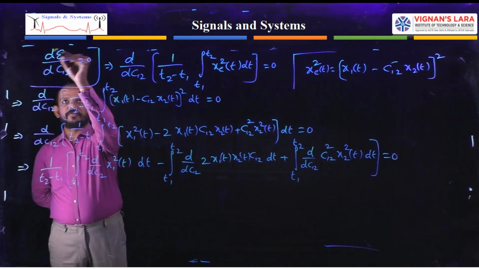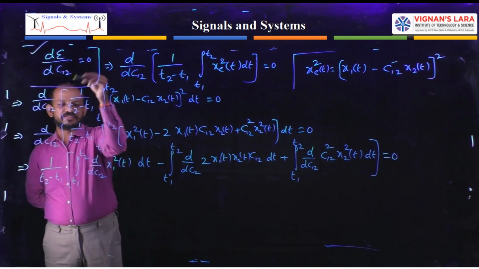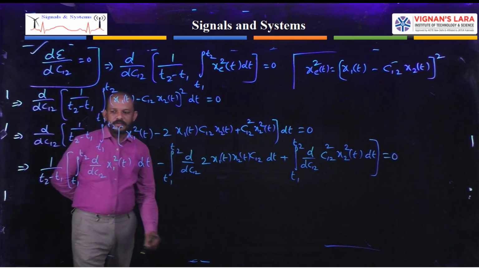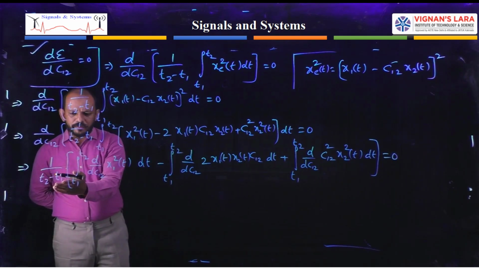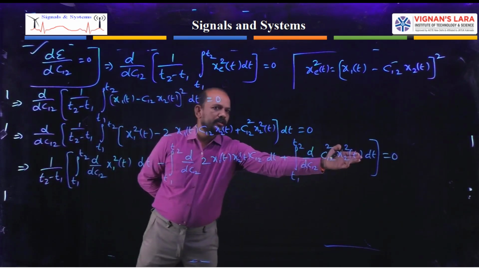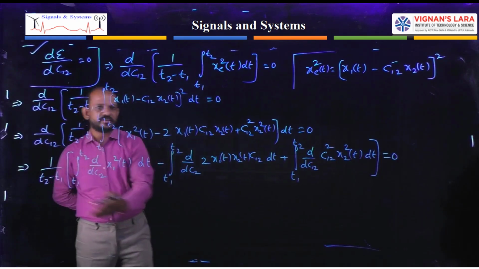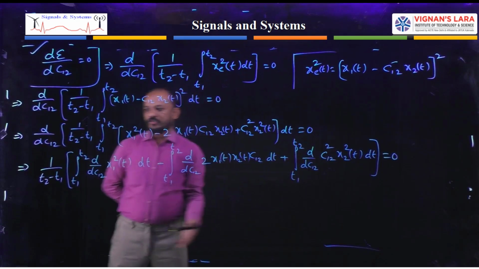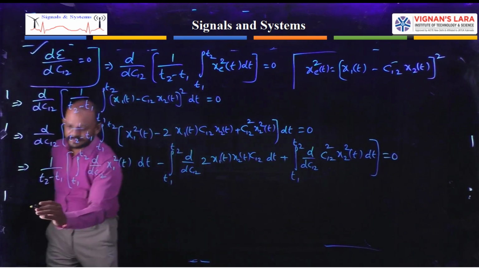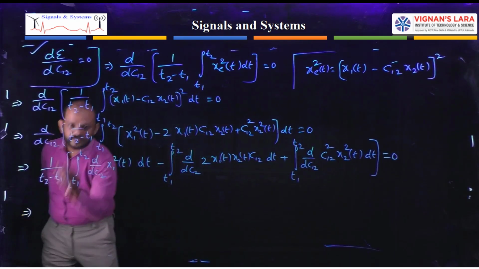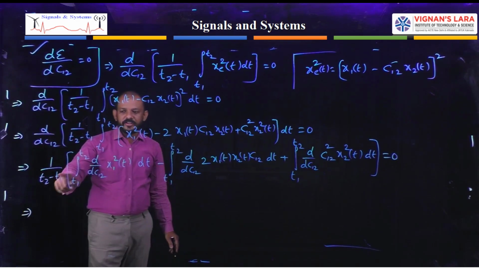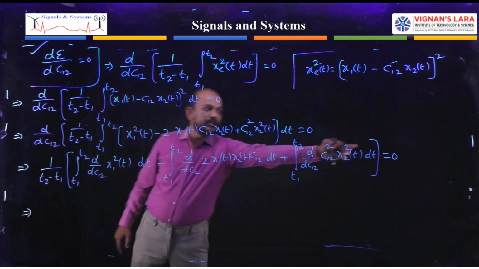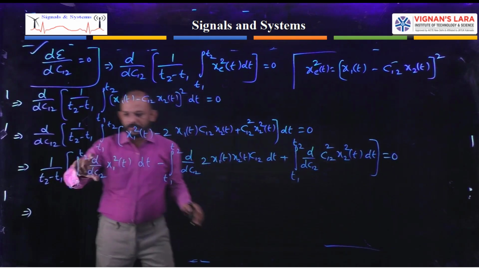So I am simplifying this term, and finally I got this one. Now 1 by t2 minus t1. If we cross multiply, t2 minus t1 goes outside, and t2 minus t1 into 0 is 0. So there is no need to write this t2 minus t1, because t2 minus t1 into 0 is equal to 0. So I am writing this one.